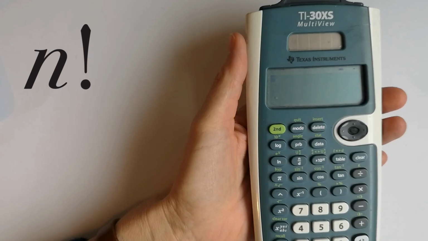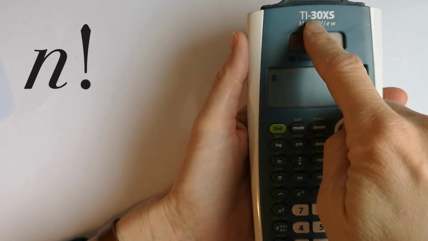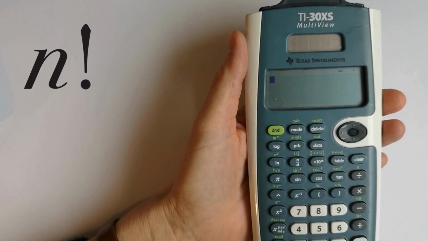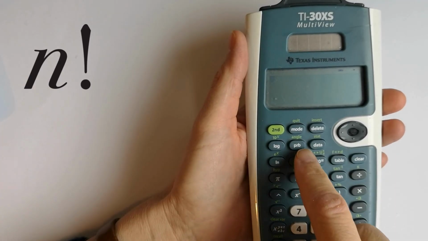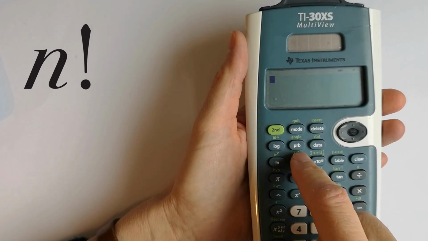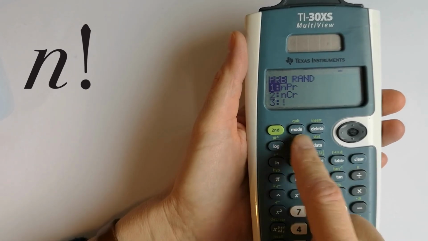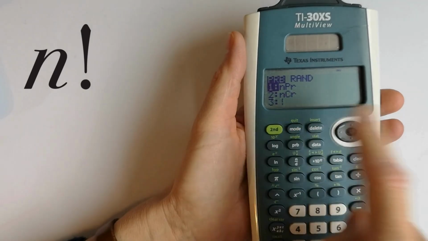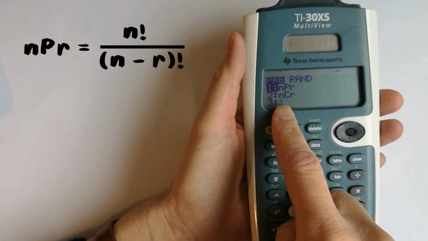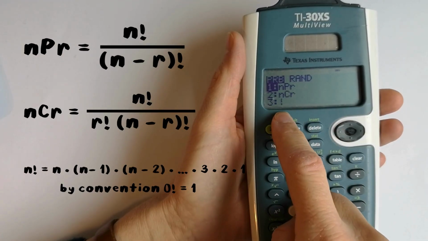Hello and welcome to a quick calculator video where I'll show you how to easily work with factorials using the TI-30XS calculator. First of all, you need your factorial function, and you will find it when you press the PRB button. PRB stands for probability, so I press the key button, and here you will find three functions: nPr, nCr, and the factorial function.